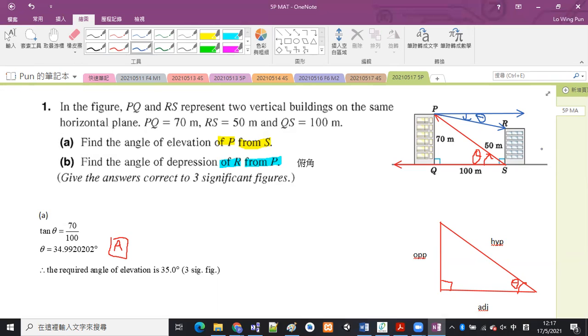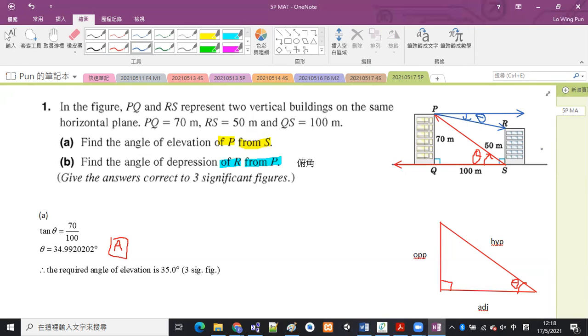The angle of elevation of a point from a point standing at S, looking at P. Okay, angle of depression of R from P, standing at P, looking at R. Can you get my idea? Okay, starting from point P, standing at point P, and then looking towards R. It's like this. Okay, but we need a reference line that is horizontal line, the original horizontal line. Okay, and then turning downwards to look at point R.